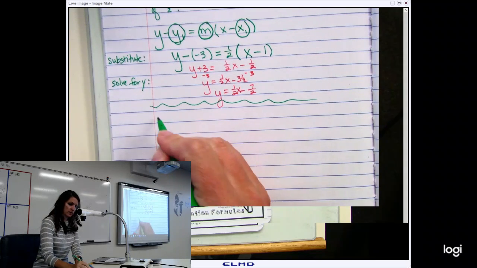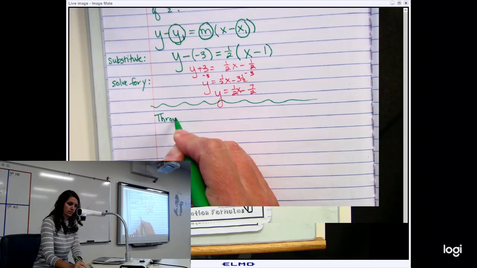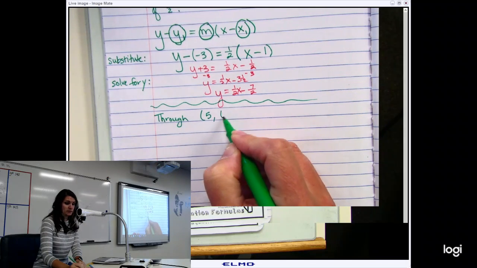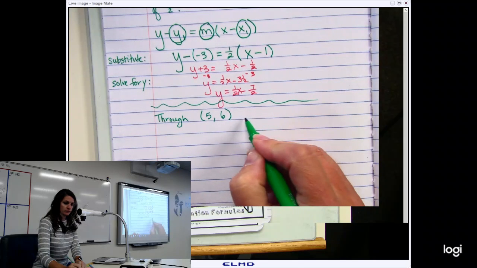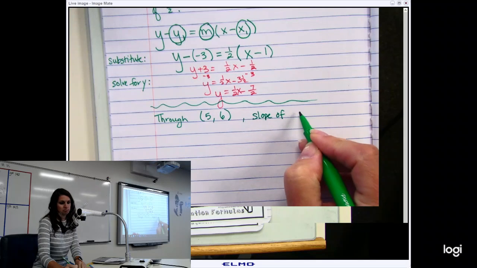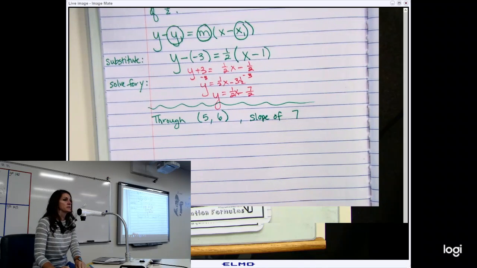All right, let's say through 5, 6, and we have a slope of 7. 5, 6, 7. Let's make it easy on me. Maybe we'll just stick with this method today, and we'll open it up to the other one tomorrow.